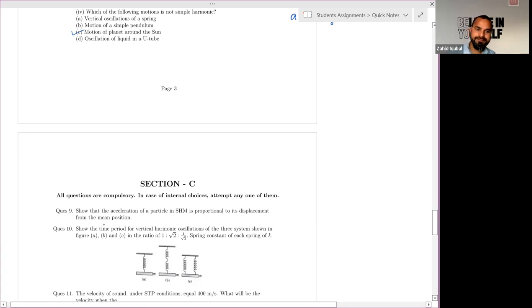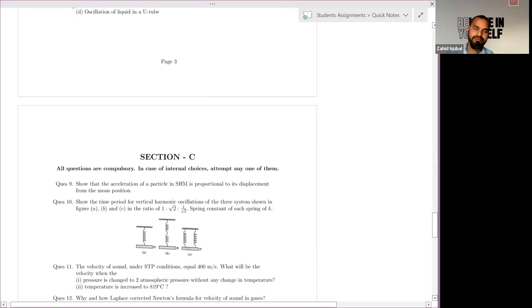In question number 10, we have three different arrangements of a spring mass system. So in the first part, a single block, the time period will be 2 pi root under m by k.